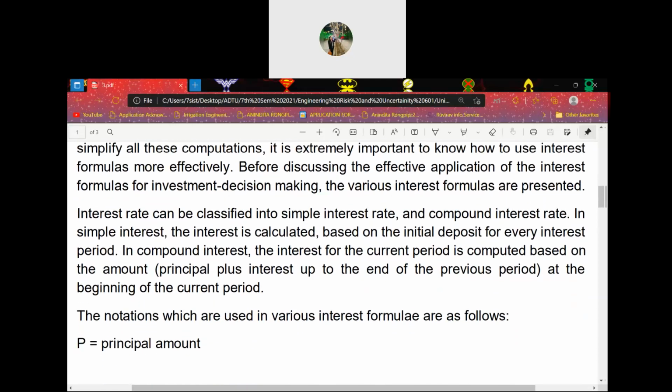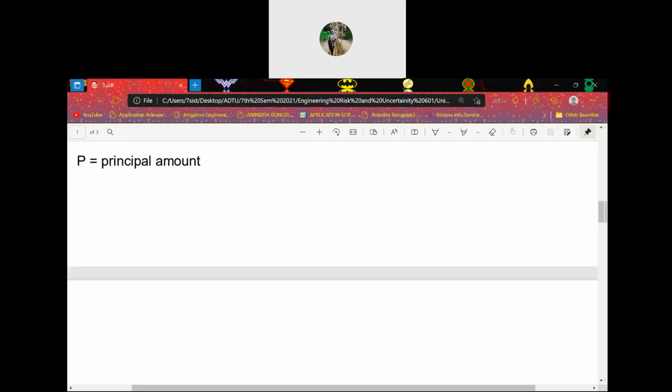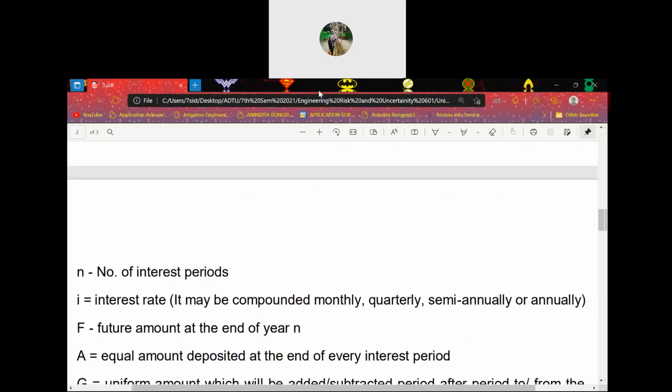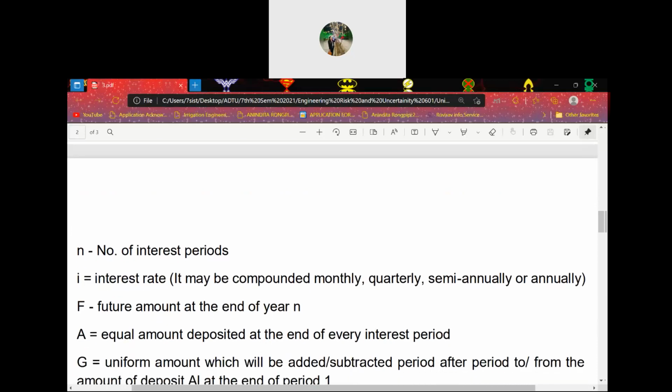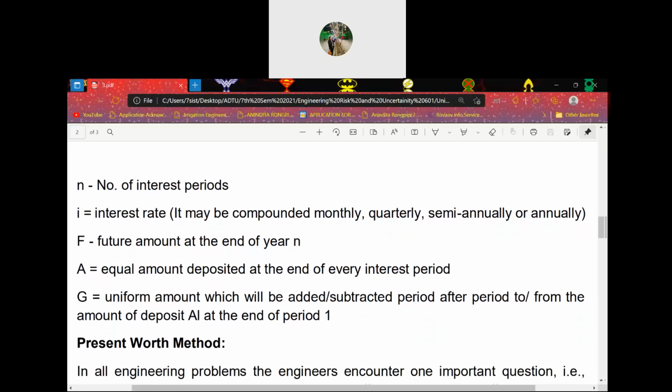The notations which are used in various interest formulas are: P is equal to principal amount, N is equal to number of interest periods, I is equal to interest rate that may be compounded quarterly, monthly, semi-annually or annually. F is the future amount at the end of year N, and A is the equal amount that has been deposited at the end of every interest period. G is the uniform amount which will be added or subtracted period after period from the amount of deposit A1, that is the equal amount deposited at the end of period 1.